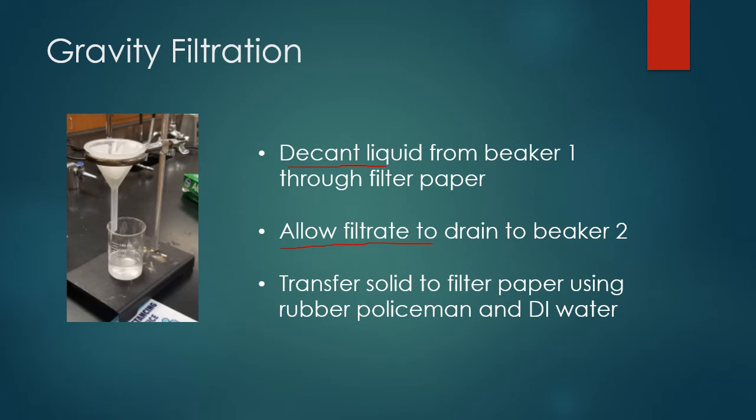Next, we can transfer the solid to the filter paper using a rubber policeman and some deionized water to help. We're trying to get as much of the sand out as we can. We can then rinse that silicon dioxide, the sand, with a little bit of deionized water, just trying to get all the sodium chloride off of the sand.